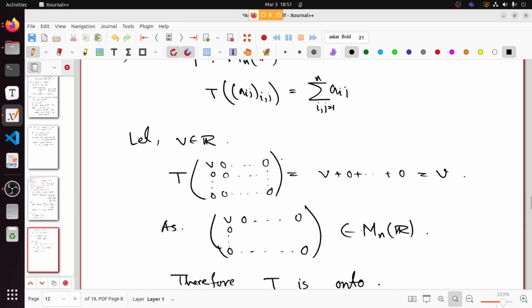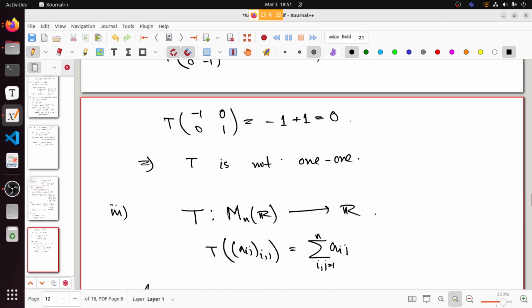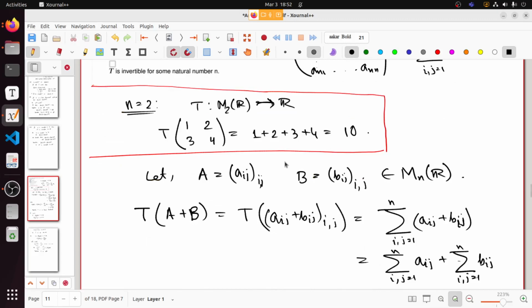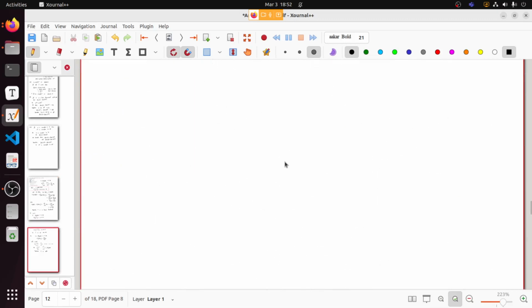So this linear map is not 1-1 but onto, a linear functional. So T is onto. Option number 3 is correct, and you can do this for all natural numbers n. So this is done. Now you have to find the nullity of T. So what will be the nullity of this linear transformation? Option number 4.